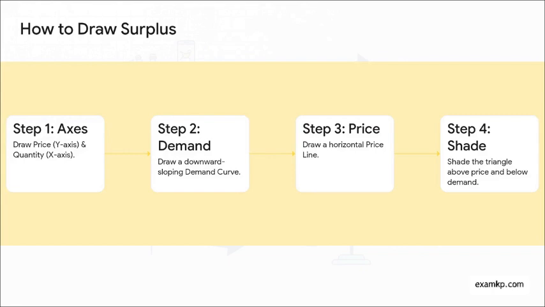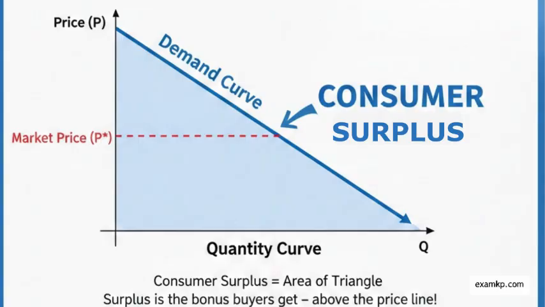And finally, the most important part, step 4. You're going to shade in the triangle area that's above that price line, but below the demand curve. That little shaded triangle, that is your consumer surplus. And voila! Here's the final product, a perfectly drawn, clearly labeled diagram. This is exactly what the examiners want to see.